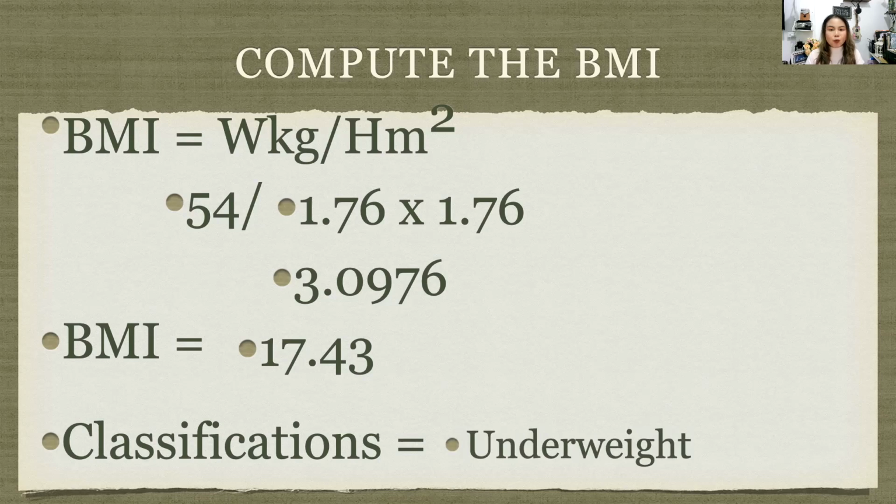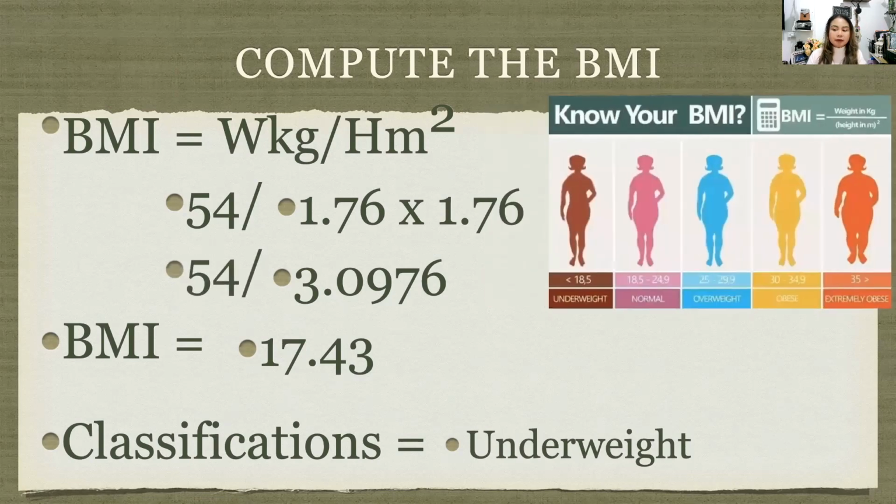Looking at the height, it's 1.76. Ano sa tingin niyo, class? Mataas ba itong taong to? Or matangkad ba itong taong to? Or short? Yes, matangkad pero payat. Matangkad siya pero payat, kasi yung weight niya is only 54. That is why he belongs to the category underweight. So if you will look at the picture, remember the classification, remember where you are when that particular BMI belongs to.